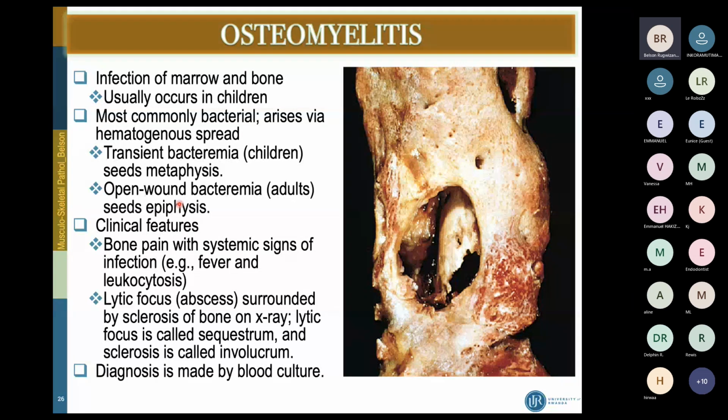So there will be bone pain with systemic signs of infection such as fever, leukocytosis, C-reactive protein, and so on. So erythric focus, an abscess, surrounded by sclerosis of the bone on X-ray. So the erythric focus is called sequestrum, and the sclerosis is called involucrum. So these are the terms you must say.